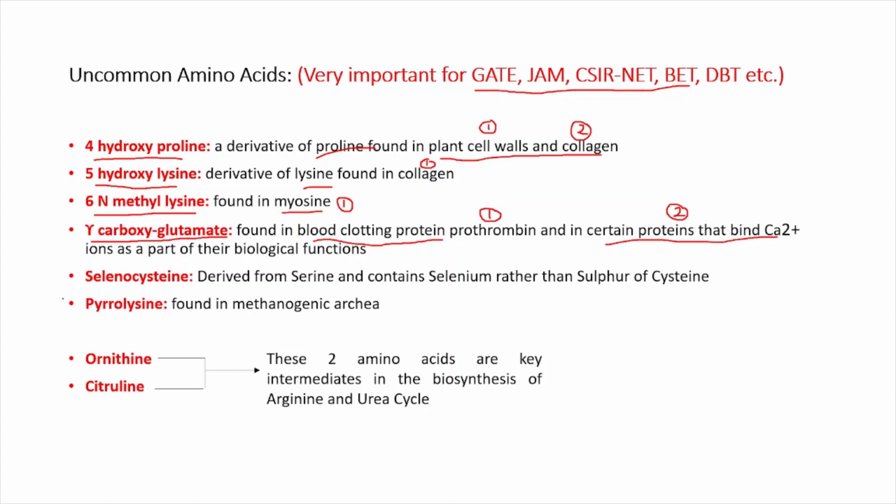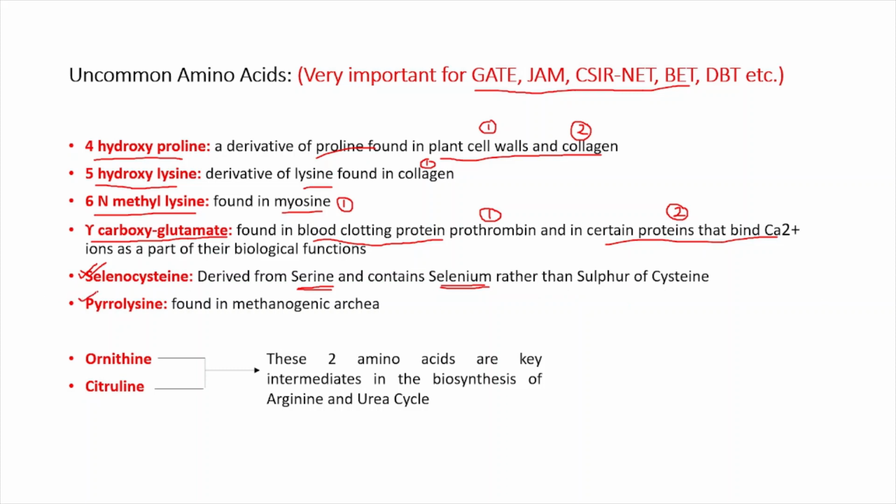Next we have selenocysteine. This is derived from serine and contains selenium rather than the sulfur of cysteine. Cysteine, as we looked at before, contains sulfur, but here you have selenium. This is very important because many questions have been asked in various competitive exams on selenocysteine. You have to remember that it is derived from serine and it contains selenium. It does not contain sulfur; in place of the sulfur of cysteine, it contains selenium.